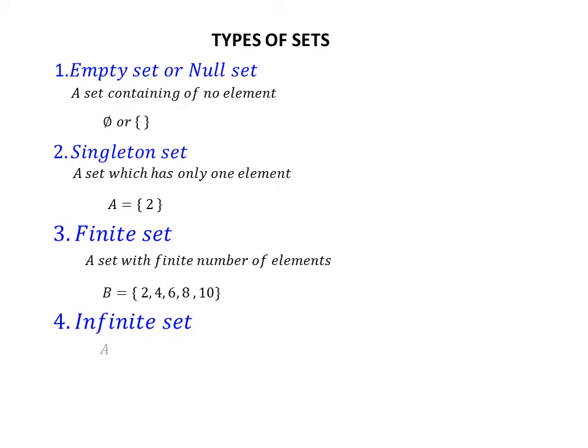Next one, infinite set. A set which is not finite, which means uncountable, that is infinite set. C is equal to 5, 10, 15, given multiples of 5, so there is no ending element. So it goes on. So this is infinite set.